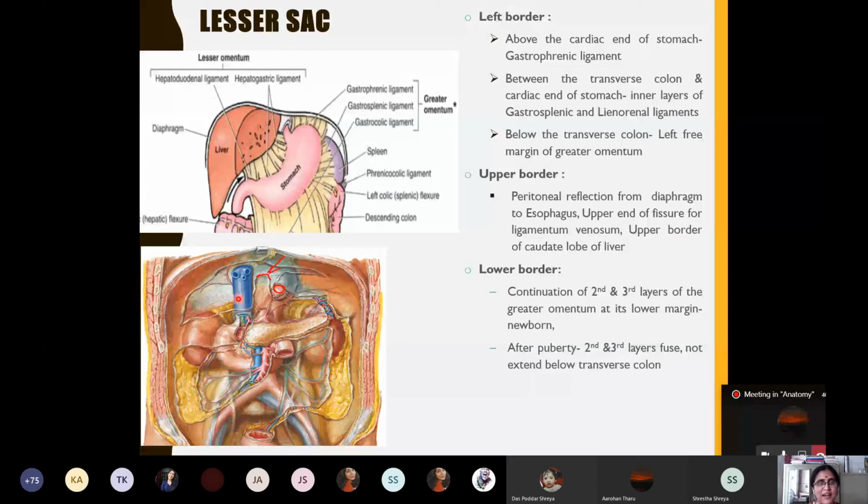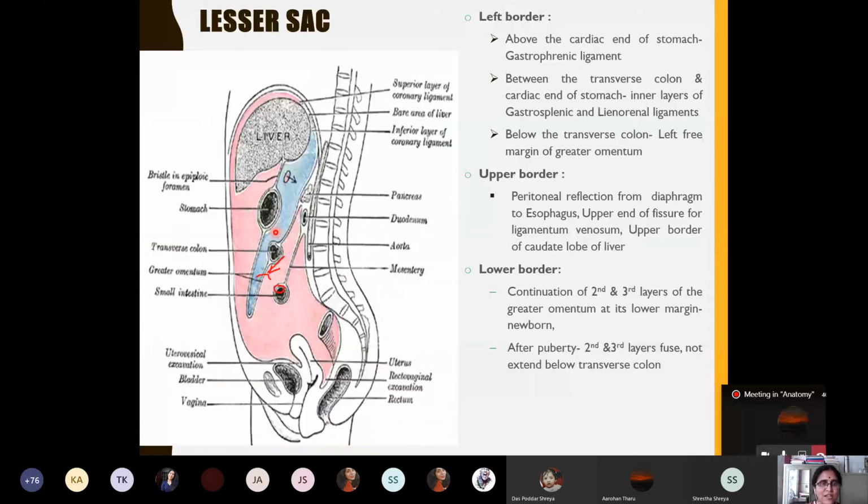And along that there lies a fissure for a vein. Very important vein, ductus venosum in the fetal life. What is the name of the fissure there? Fissure for ligamentum venosum. Yes.